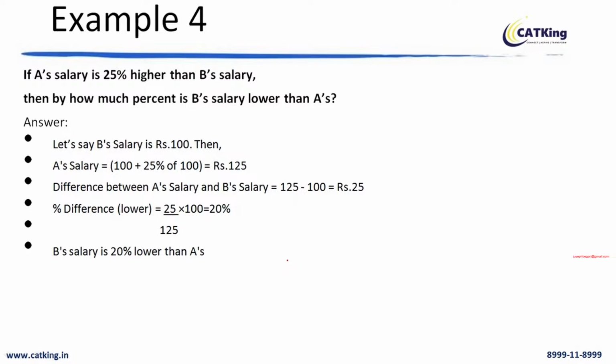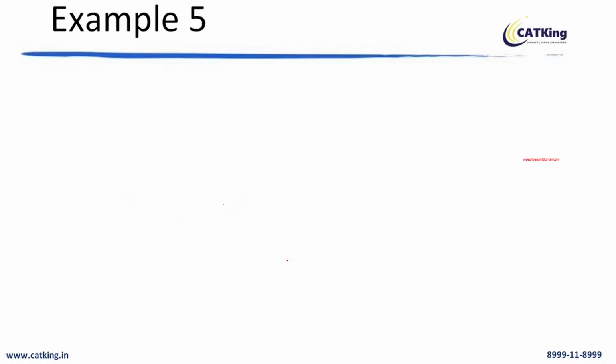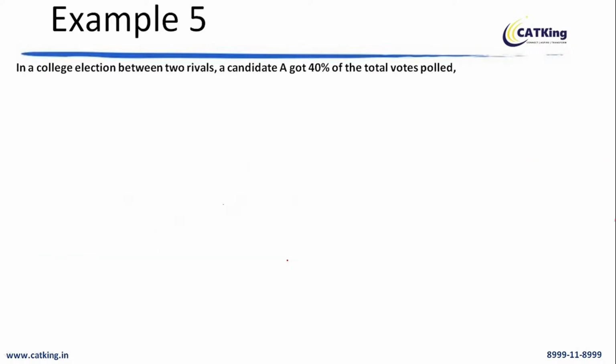See, look at the question. It says by how much percent is B's salary lower than A's? Lower than A's means it is being compared with A. Thus B's salary is 20% lower than A's salary. And you've got this. Okay, let's do the next question.